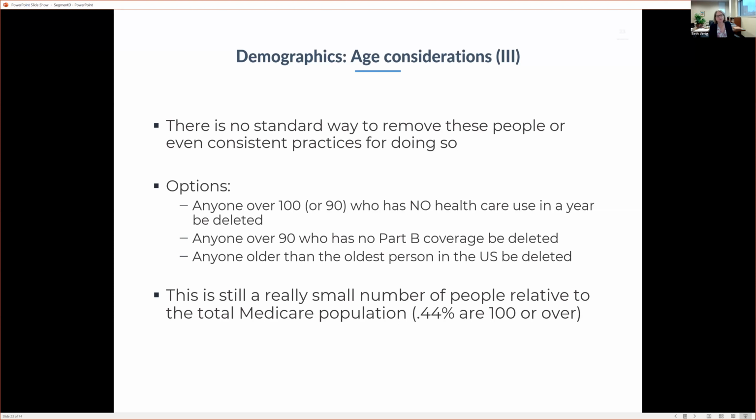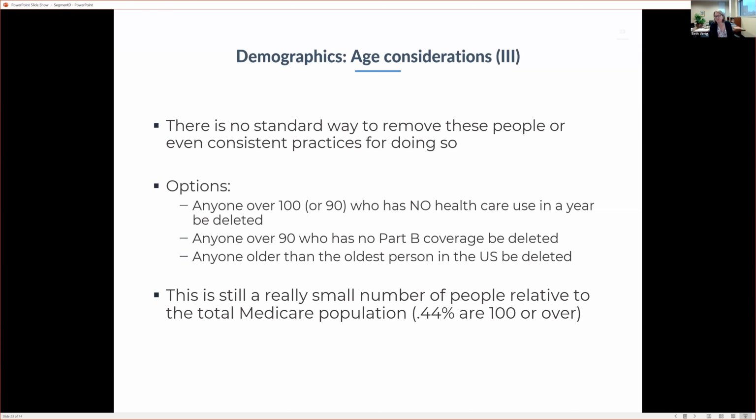Or anyone over a certain age who doesn't have Part B coverage. Or you can do what I do: because I'm requiring Part B coverage for most of my studies anyway, this problem is sort of solved by other restrictions. But please keep in mind that this is a super small number.